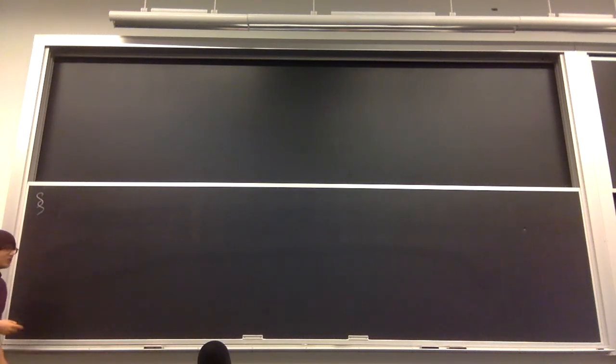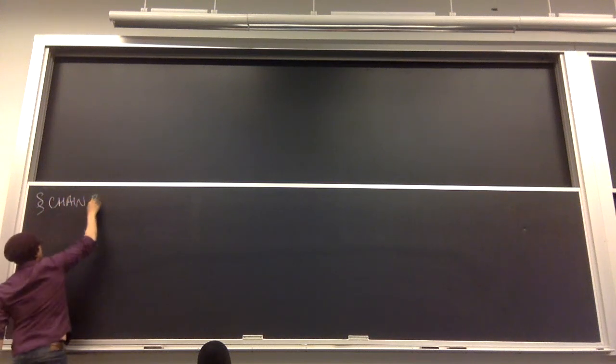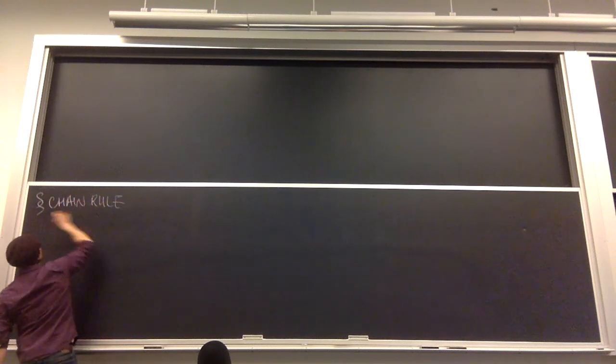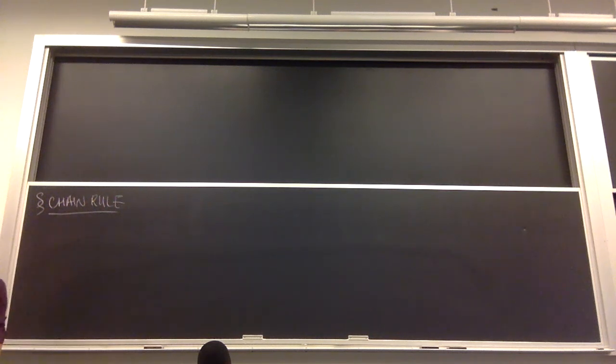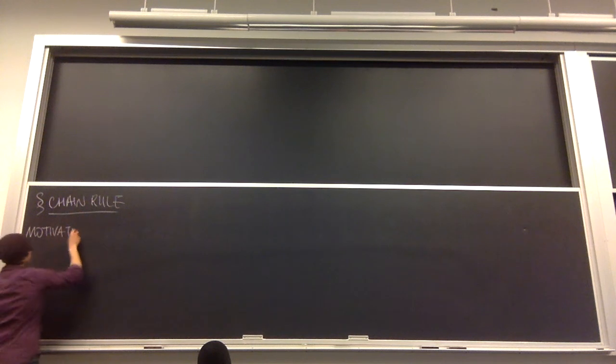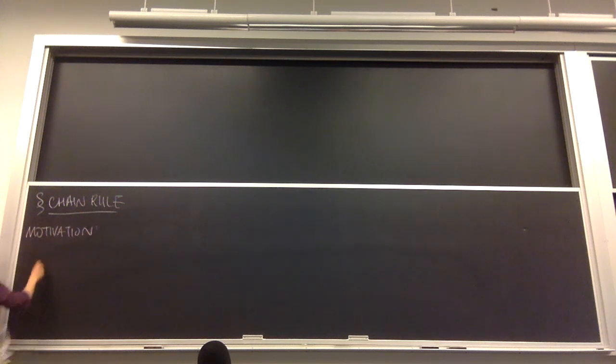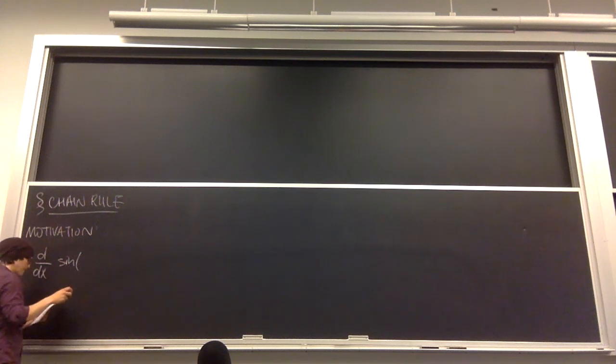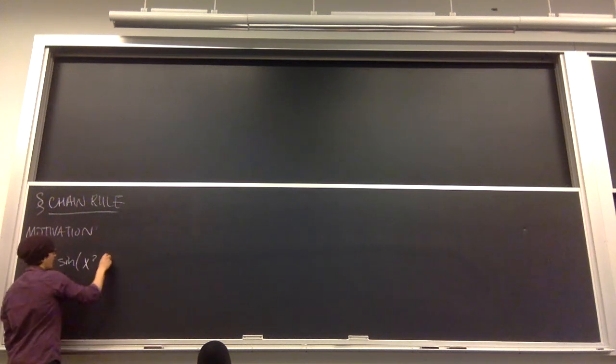Okay, so we're going to continue our journey into developing rules to take arbitrary derivatives. Today we're going to introduce the chain rule, which is going to be the very last rule required to take the derivative of any algebraic quantity. So here's our motivation. How would we go about finding the derivative of sine of x squared plus 2x?